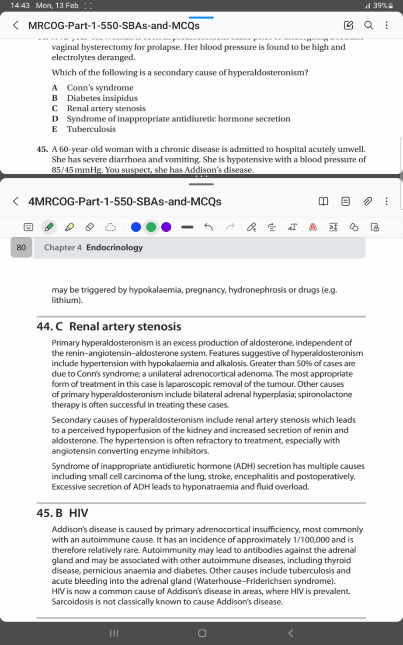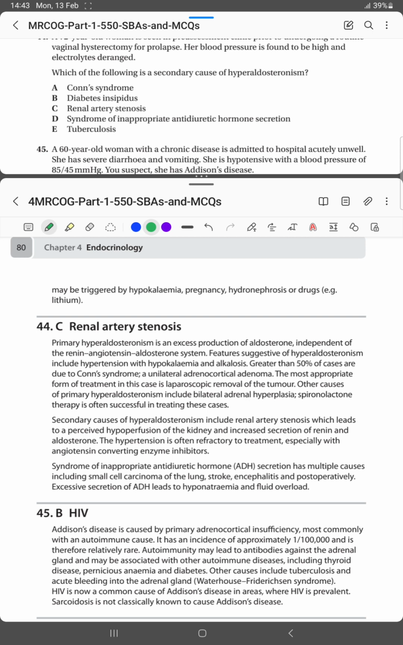We all know that primary hyperaldosteronism is an excess production of aldosterone, independent of the renin-angiotensin-aldosterone system. The features suggestive of hyperaldosteronism include hypertension with hypokalemia and alkalosis. Greater than 50% of the cases are due to Conn syndrome, a unilateral adrenocortical adenoma.